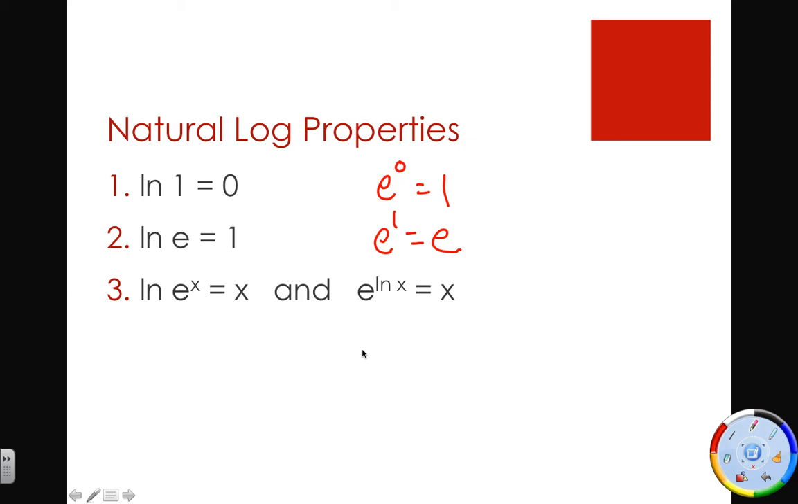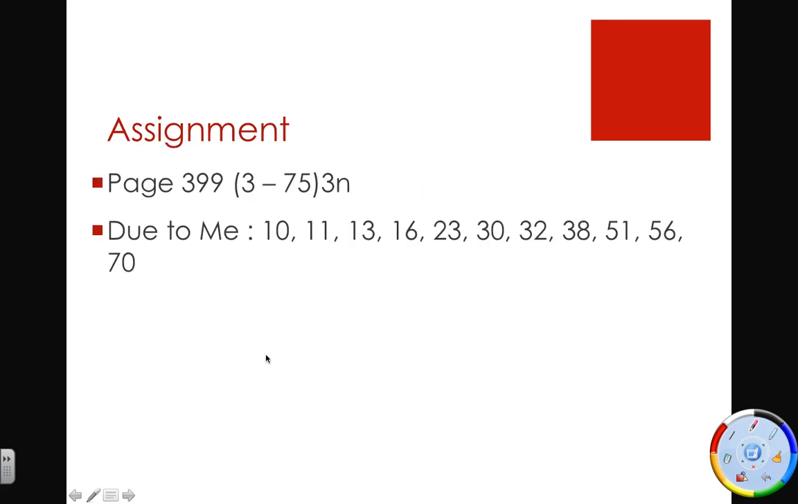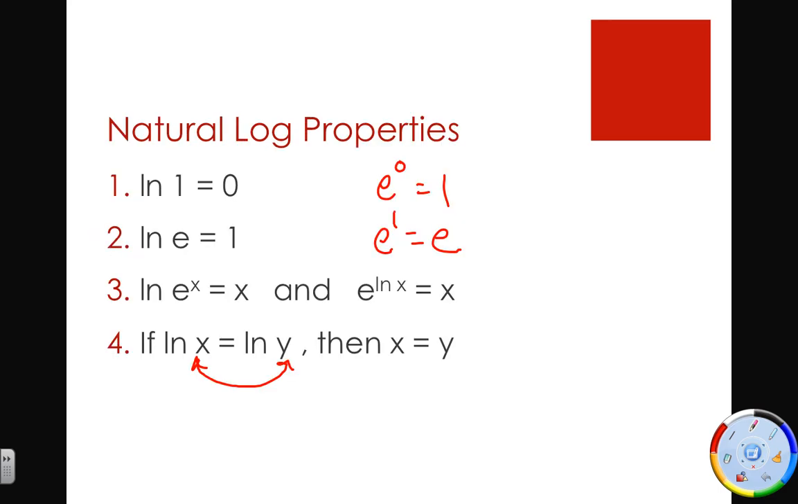So this property is the same thing. Natural log of e to the x is equal to x. They cancel. And e to the power of ln of x is equal to x again because they cancel. And lastly, if you have two natural logs equal to each other, the things on the inside have to be equal. All right, so there's all of our properties.